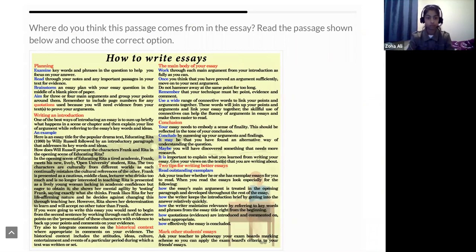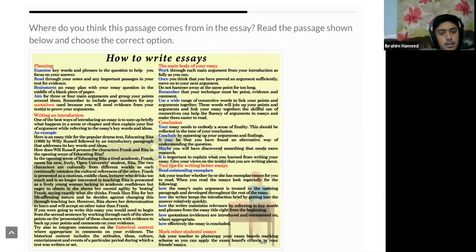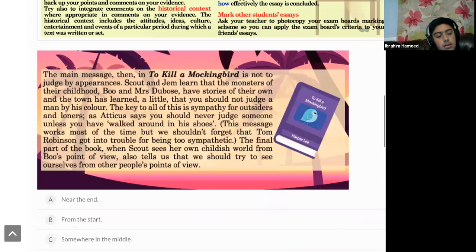Let's go to the next one, and let's go to Ibrahim for this one. Hi, Ibrahim. You okay? How are you? Yeah, good, thanks. Good. So, where do you think this passage comes from in the essay? Read the passage shown below and choose the correct option. Just have a read of this, please, Ibrahim.